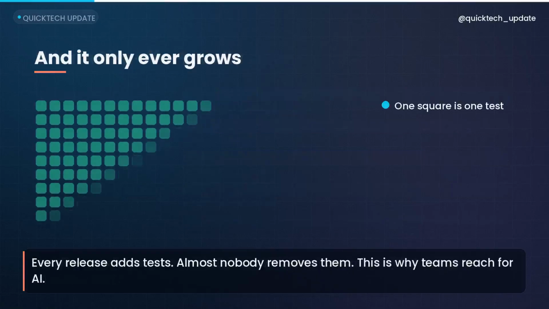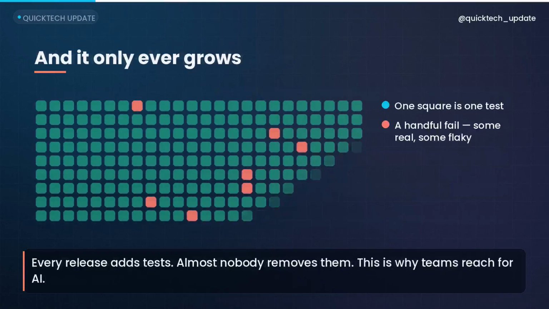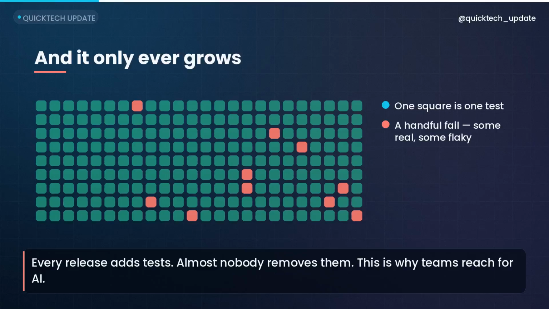And the pile only grows. Every square here is one test. Every release adds more, and almost nobody ever removes any. A few fail each night. Some of them are real bugs, some are just flaky. Someone has to look at every one.